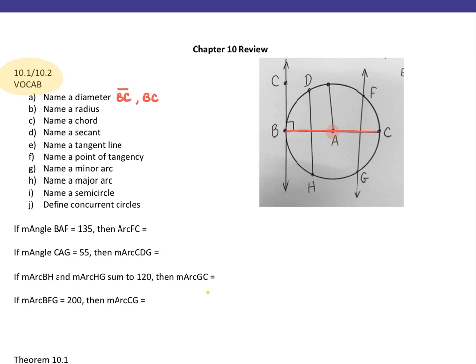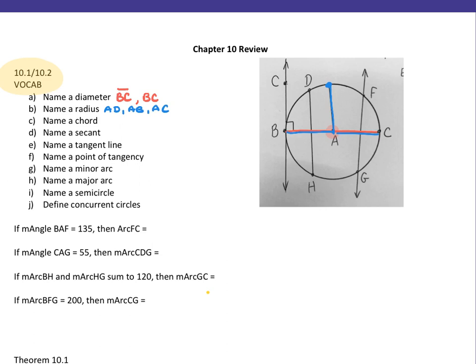B is the radius. So the radius is a segment that goes from the center to the edge of the circle. Now I could have either done AB, AC, or AD here. So AD, AB, or AC would all be radii.